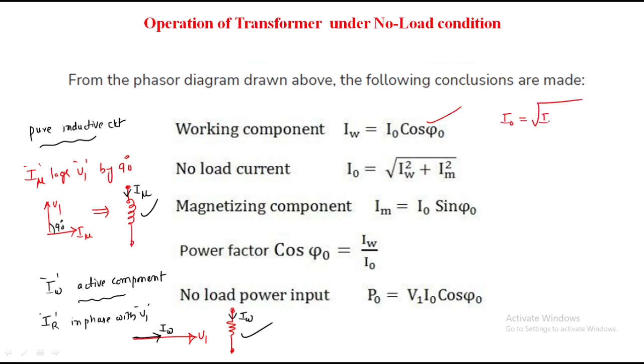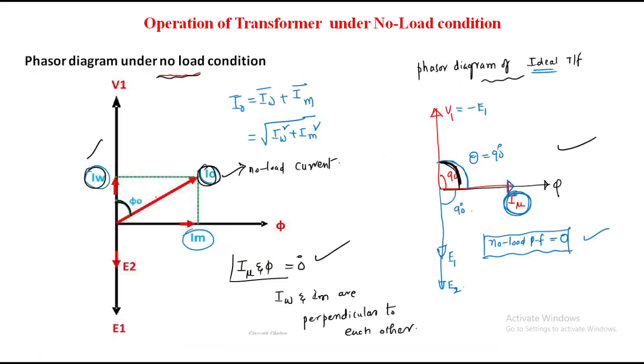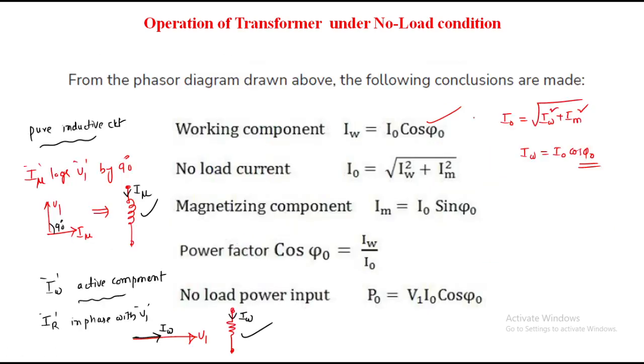So we all know that I naught should be equal to the square root of IW square plus IM square, right? So from this, IW is nothing but what? I naught cos phi naught. Why is it cos phi naught? This is the active component of current, that's why it should be represented with cos. This should be represented with sine, because these two are quadrature with each other. That's why IW is represented with I naught cos phi naught, and this IM should be represented with I naught sine phi naught.